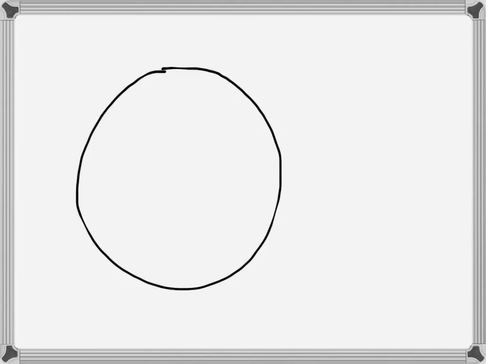Okay, let's start by drawing the Earth. Now that we've got the Earth, let's divide the Earth into two equal parts. We're going to call the north part of the planet the northern hemisphere, and we're going to call the south part of the planet the southern hemisphere.